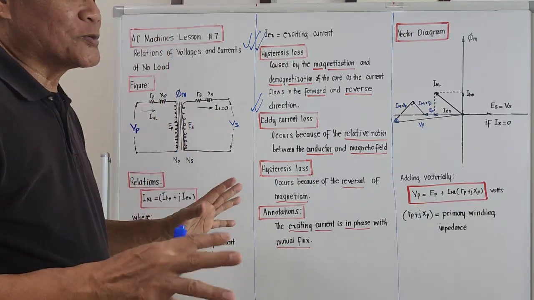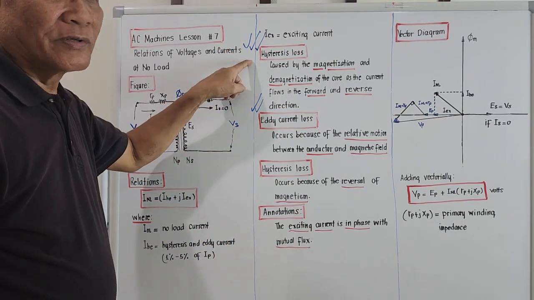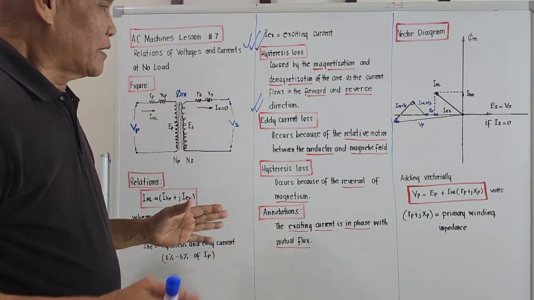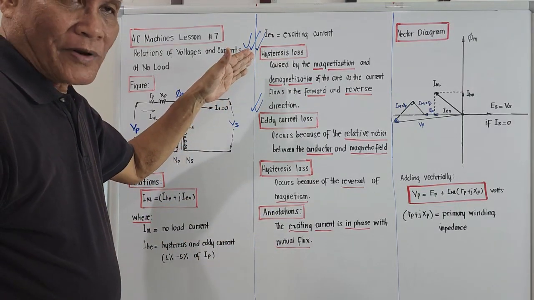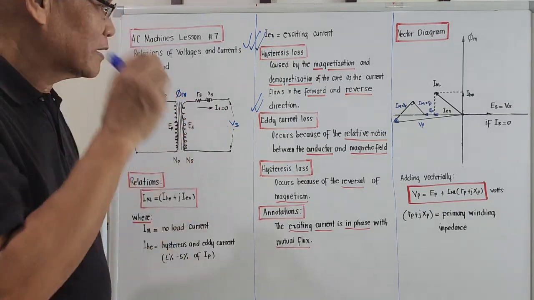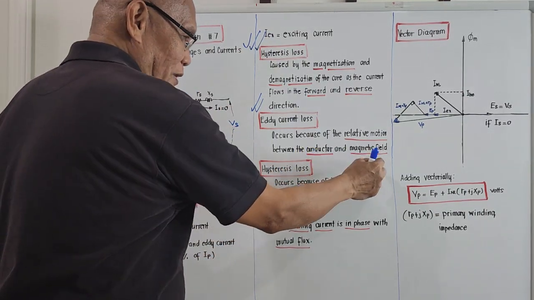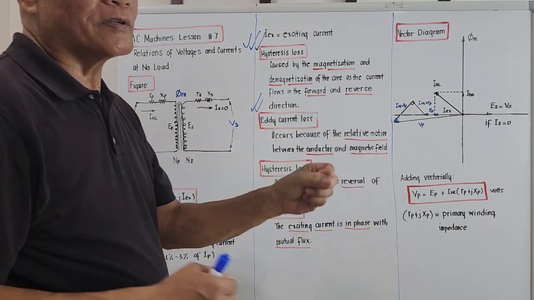The losses for a transformer are two. There is the hysteresis loss, which is due to the current reversal in the primary windings. And the eddy current loss is due to the so-called relative motion between the conductors and the magnetic field. Magnetic field meaning the flux or the magnetism.